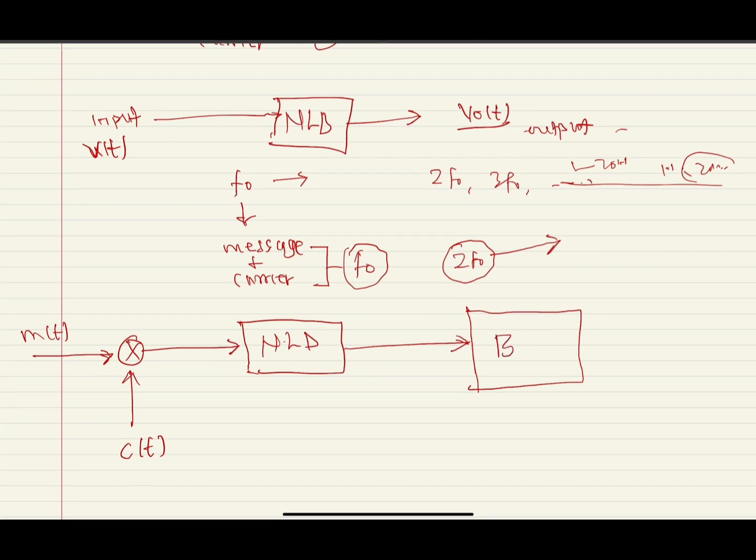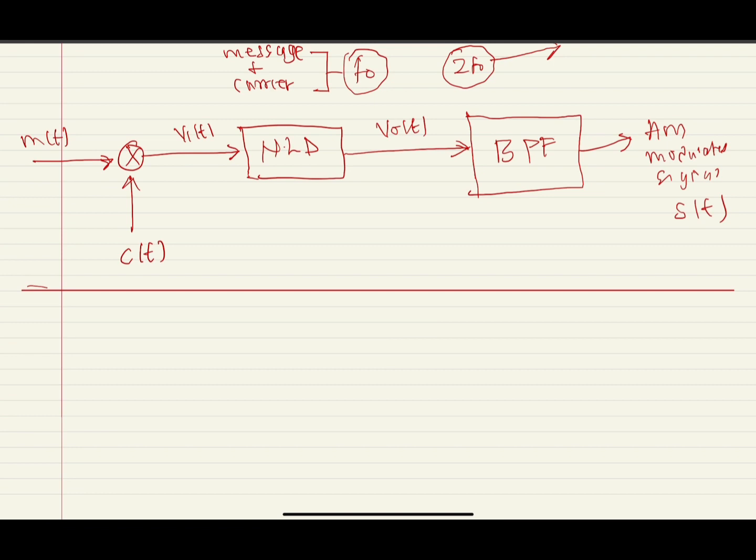So after all, you pass the output, which is V0 of t of the nonlinear device, into a bandpass filter, and this gives V1 of t. And at the end of the day, you are going to get your AM modulated signal or wave, which I represent as S of t. So this is a simple illustration of the square law method of generating an AM wave.